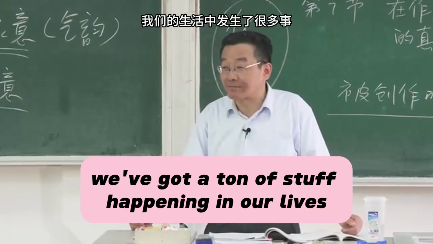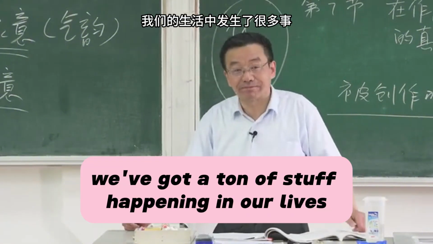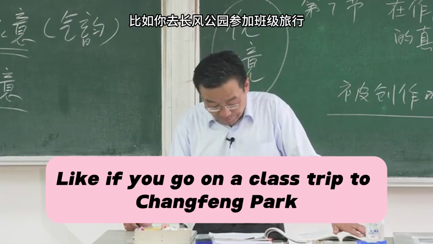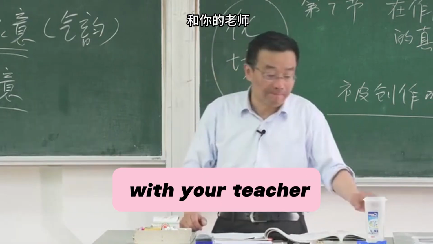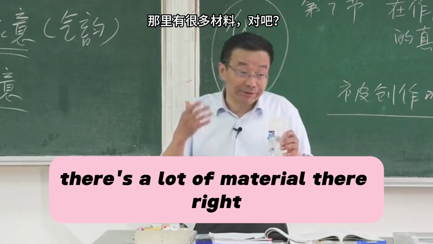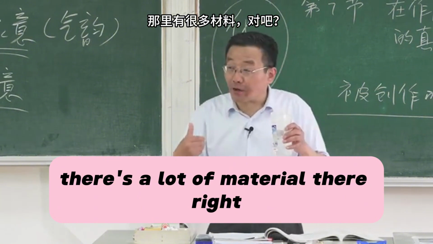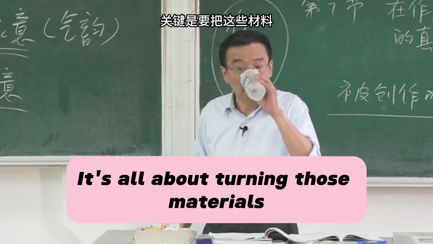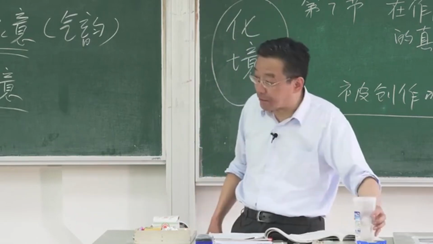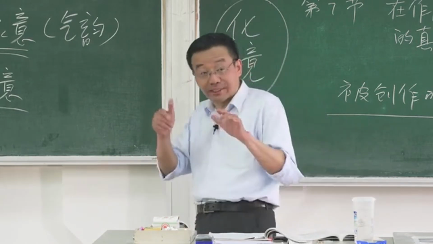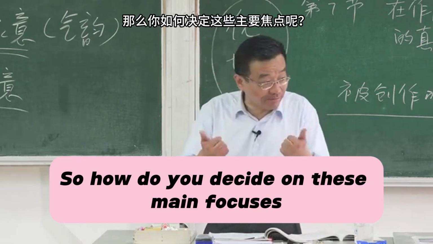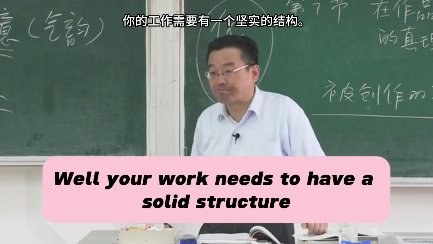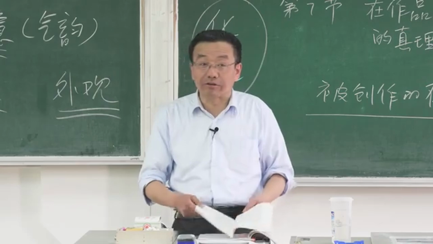So, basically, we've got a ton of stuff happening in our lives, and we always have to pick and choose, right? Like, if you go on a class trip to Changfeng Park with your teacher, there's a lot of material there, right? But what parts of that can you use in your writing? It's all about turning those materials into the main focus of your piece. So, how do you decide on these main focuses? Well, your work needs to have a solid structure.